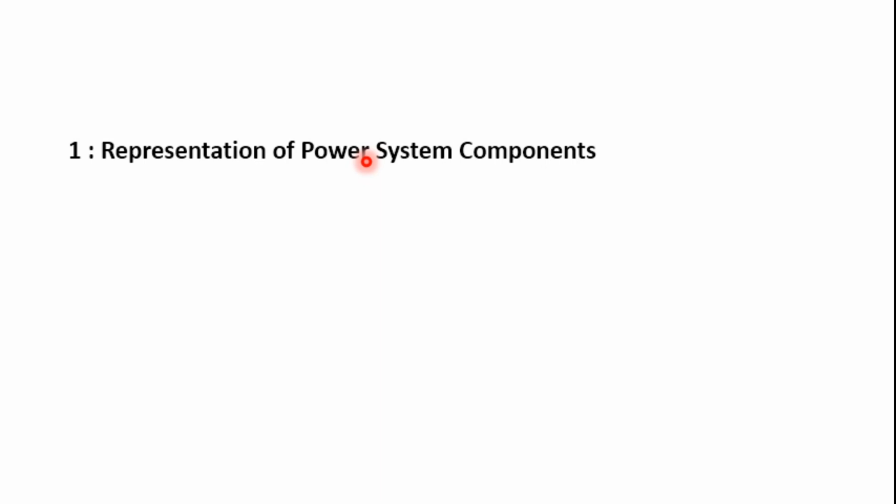In the transformer we have two winding and three winding transformers. Then coming to the transmission line: short, medium and long transmission lines. Which one we are going to select is what we will discuss in this chapter.